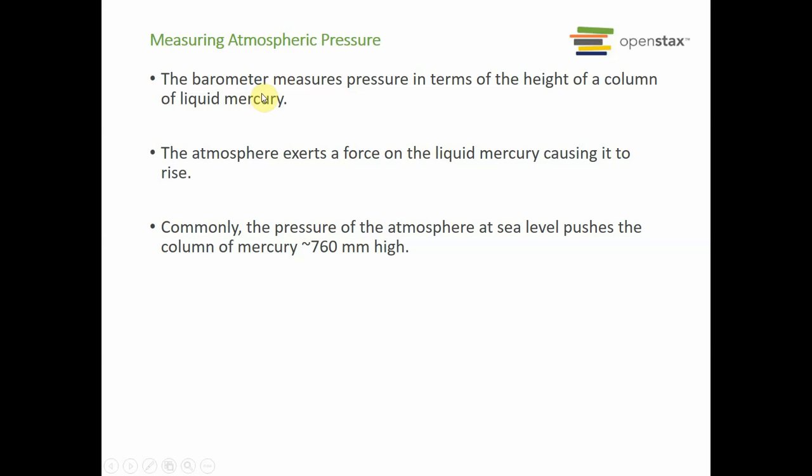And as the atmospheric pressure outside changes, how much vacuum exists in that tube is going to change. It adjusts the height of the column of mercury based on the pressure pressing on the open surface in the bowl of mercury. The atmosphere exerts a force on the liquid mercury, causing it to rise. Commonly, the pressure of the atmosphere at sea level pushes the column of mercury to approximately 760 millimeters high.